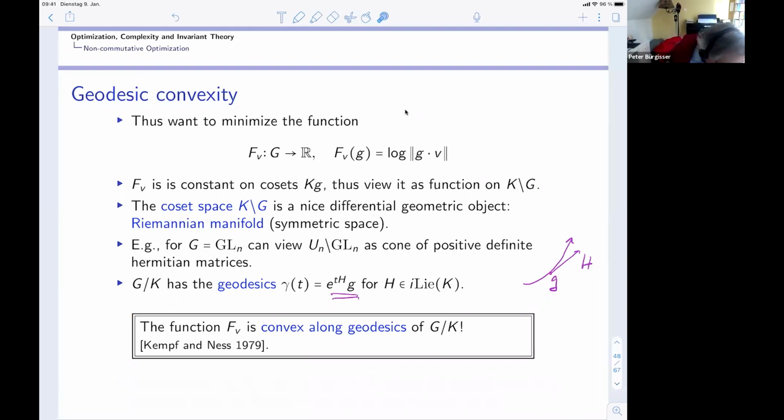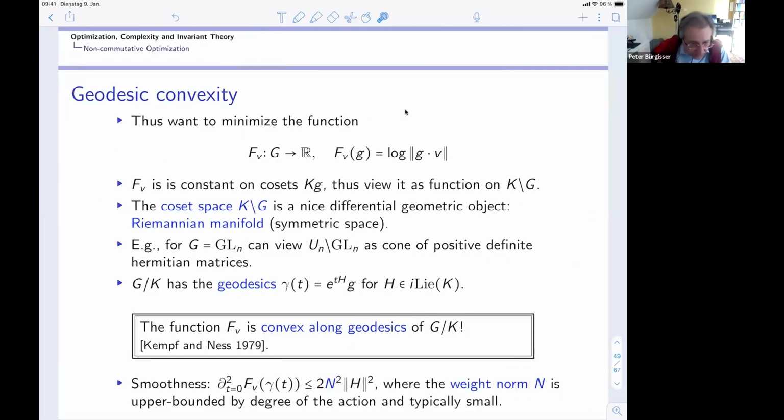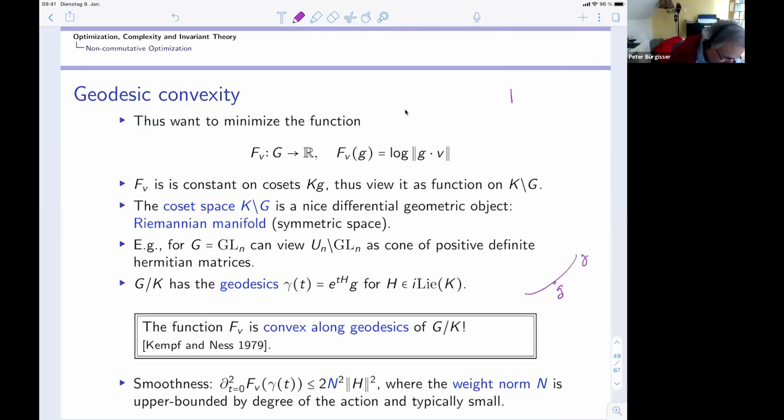So here is something quantitative. I have my geodesic, gamma, and I restrict my function to this geodesic. So I get a function t goes to f of gamma of t. It's a function from R to R, so it's something very familiar to us. I can compute the second order derivative, and then I prove it's non-negative, which proves convexity.